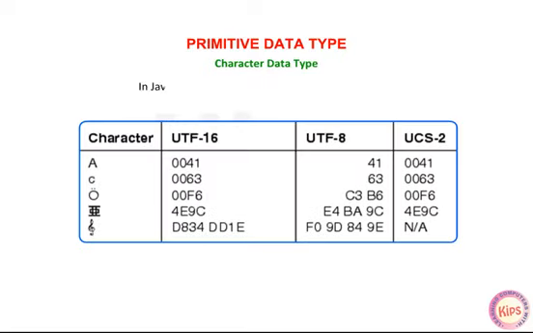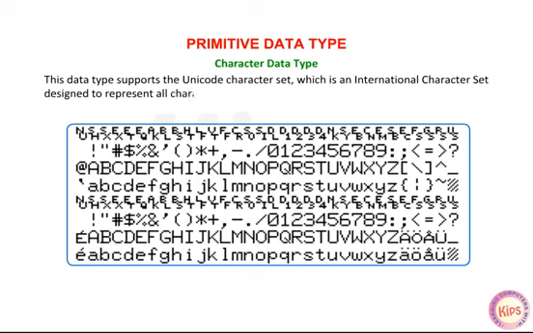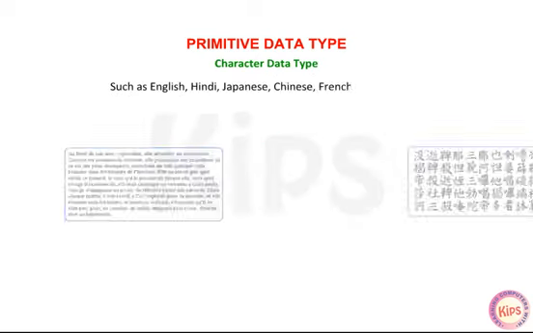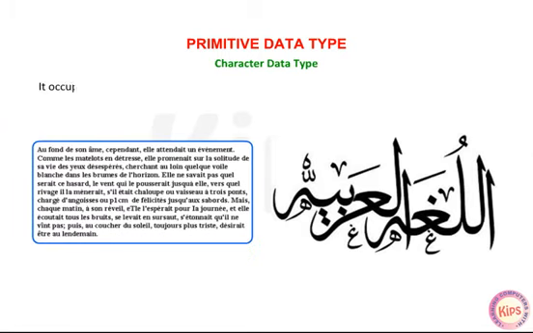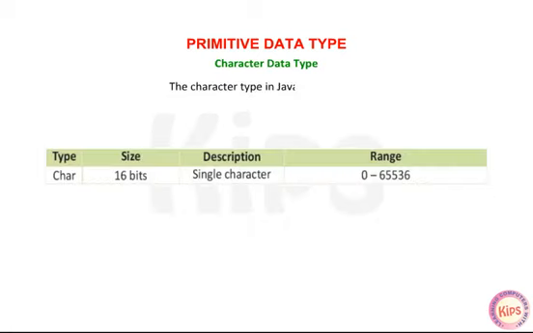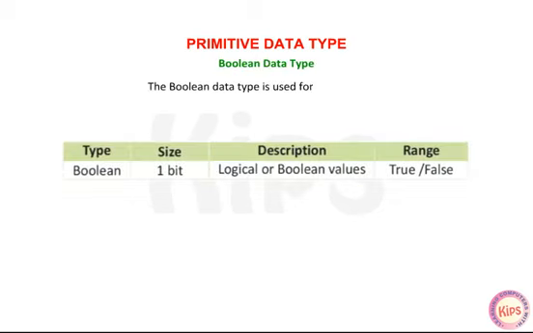Character data type. In Java, characters are stored using the character data type. This data type supports the Unicode character set, which is an international character set designed to represent all characters found in every language, such as English, Hindi, Japanese, Chinese, French, German, etc. It occupies 2 bytes, 16 bits in memory and can be a single character or multi-character. The character type in Java is as follows. Boolean data type. The Boolean data type is used for logical values. It can have only 2 possible values, true and false.